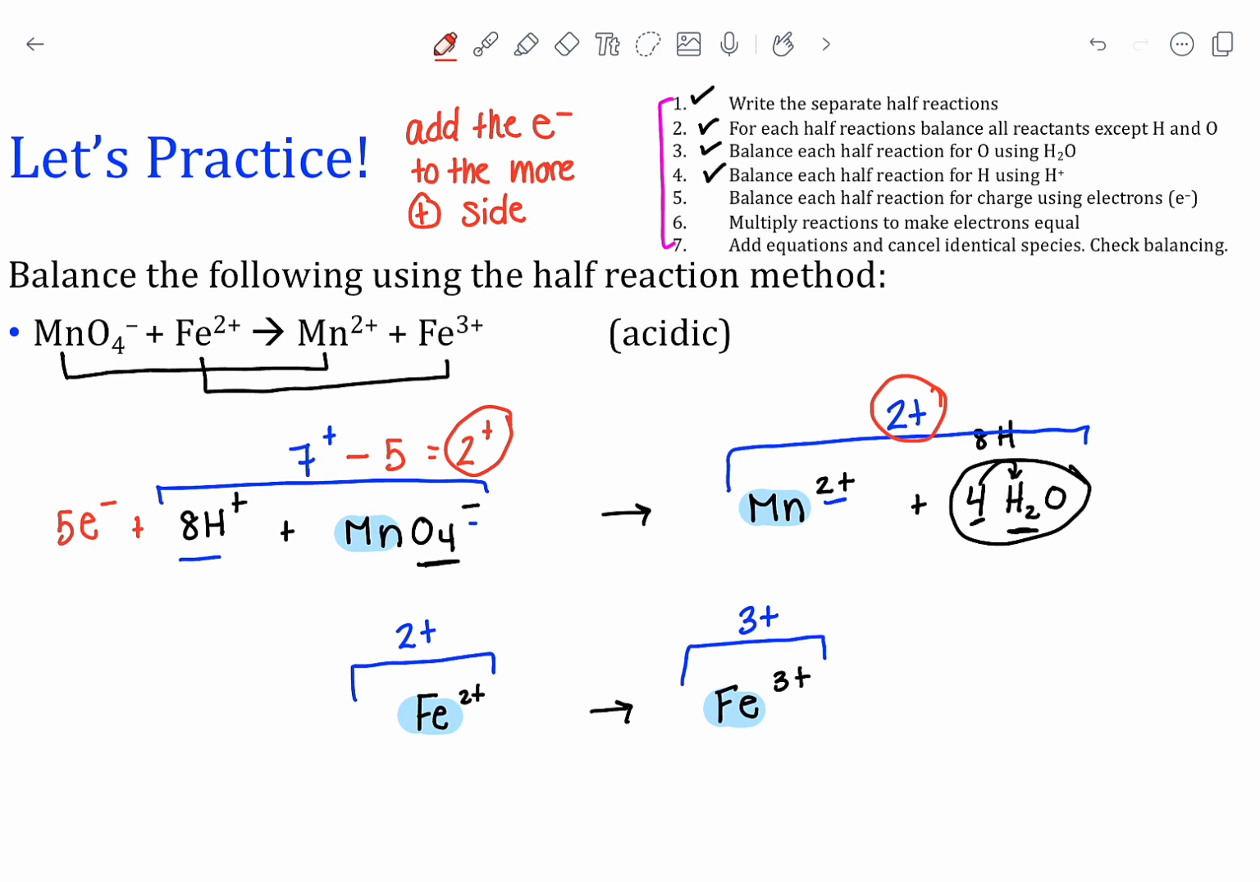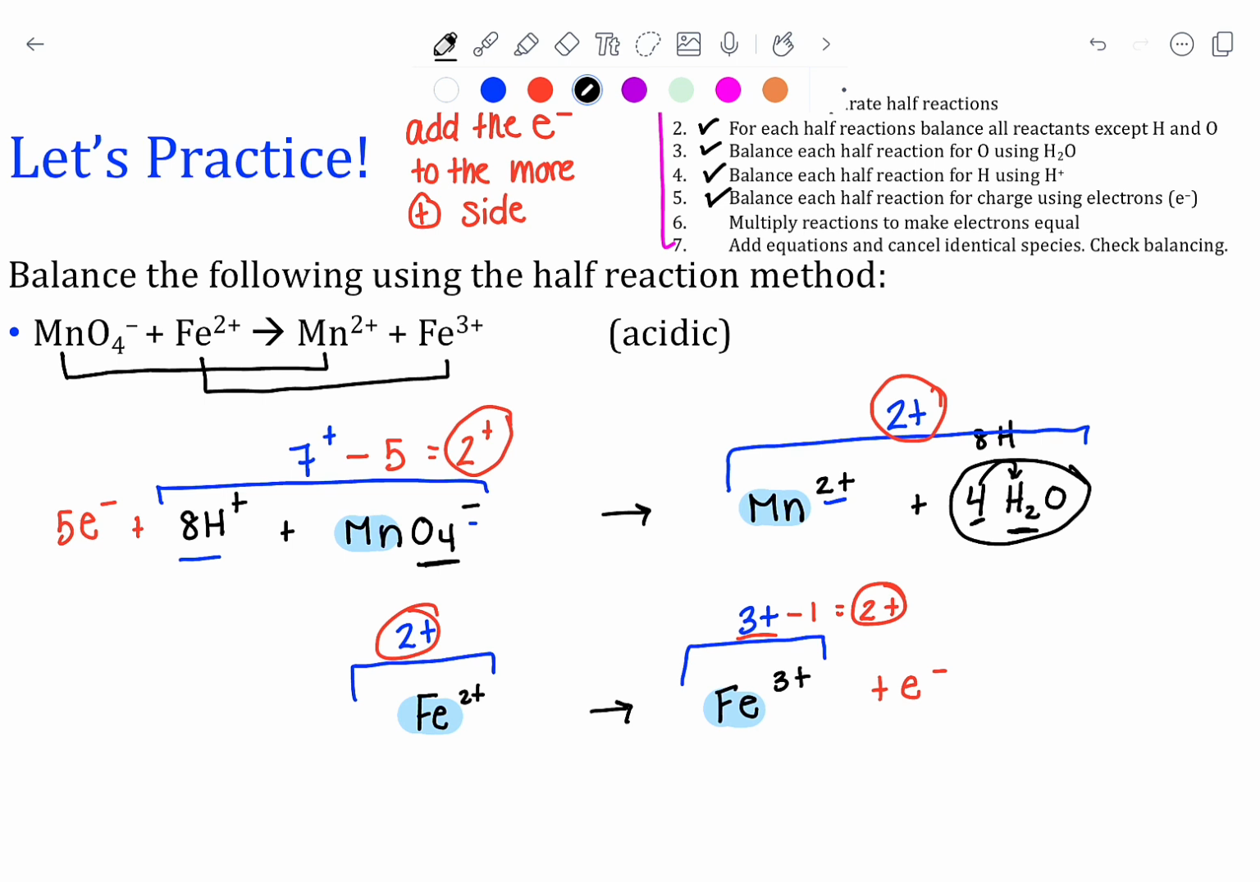Our electrons would go on the product side because it's the more positive side, and I only need to change this charge by 1, so I would only add 1 electron, because I would then subtract off 1 and get a 2 plus, and 2 plus equals 2 plus. So we've completed our 5th step. We balanced each half reaction for charge using our electrons.